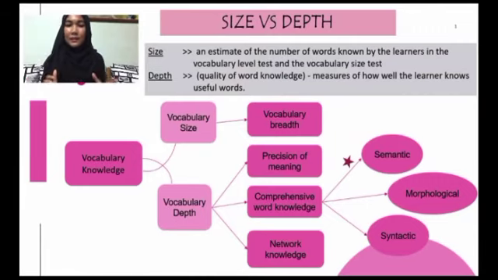Size is an estimate of the number of words known by the learner, as in the vocabulary level test. And depth is a measure of how well the learner knows useful words. You can look at the mind map.